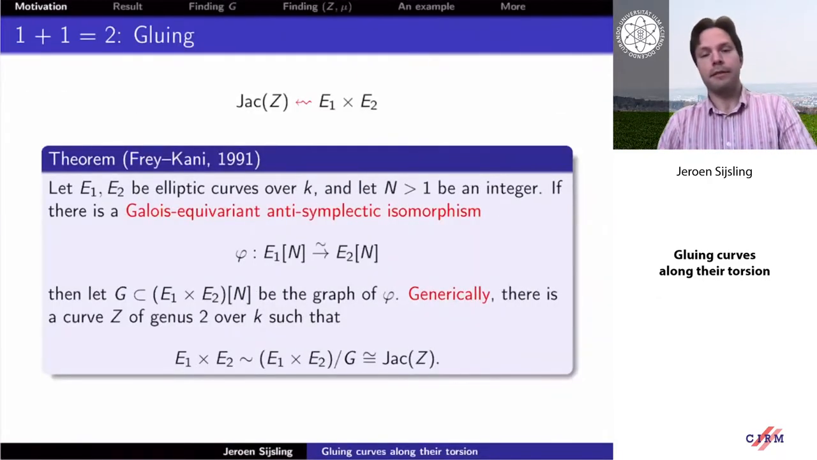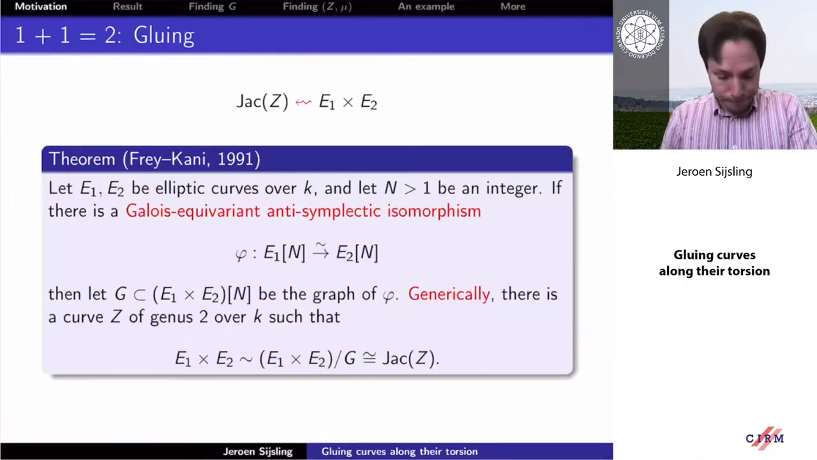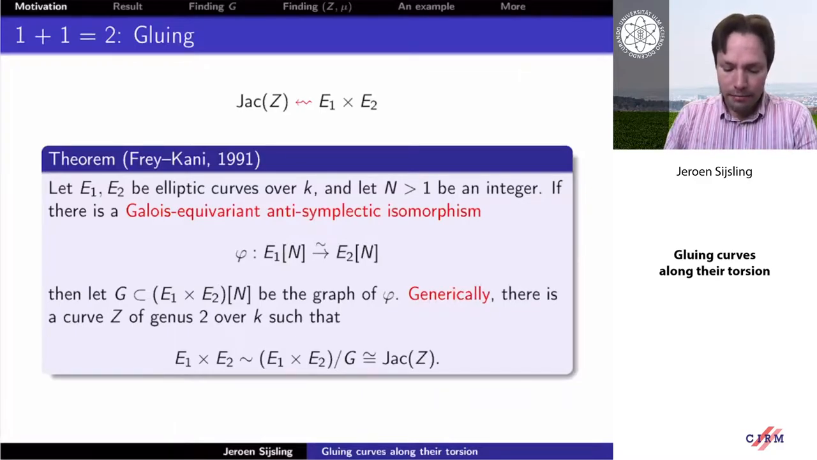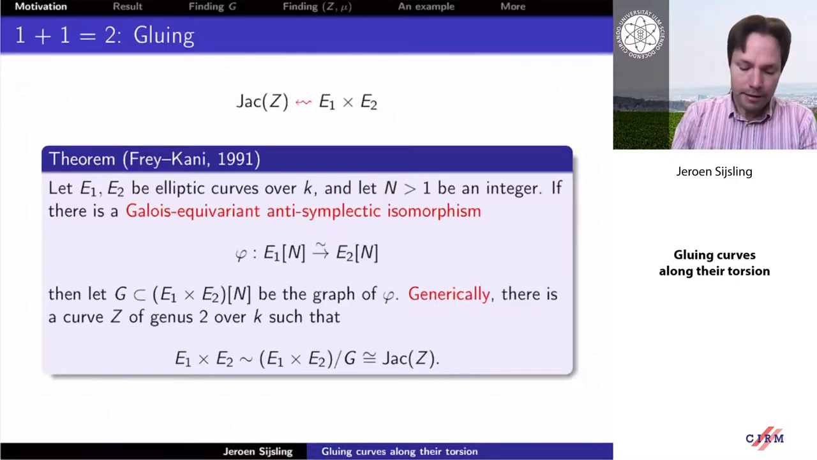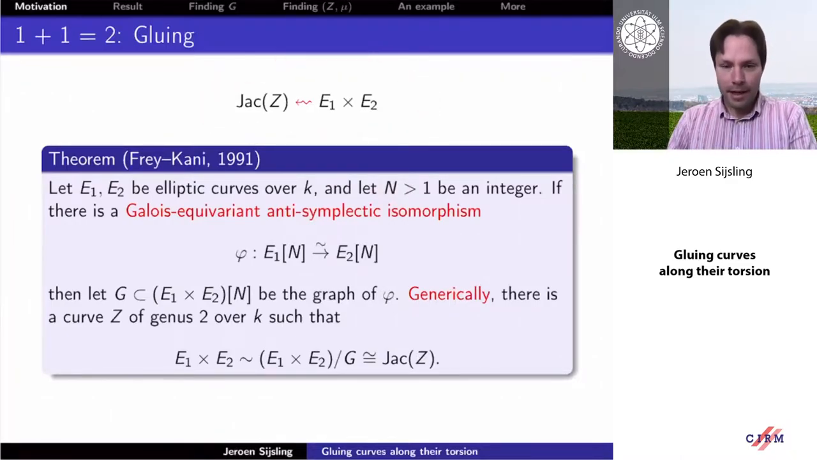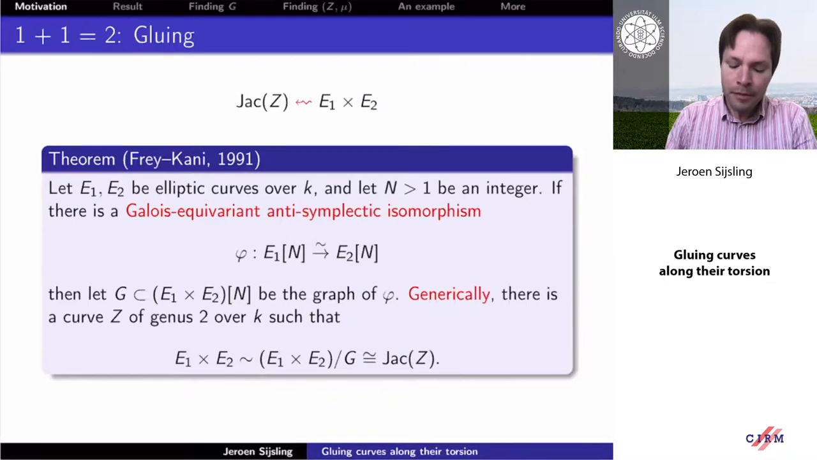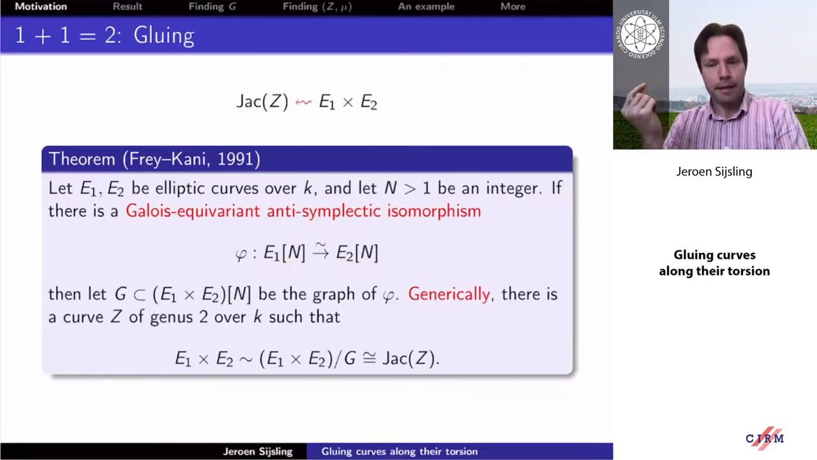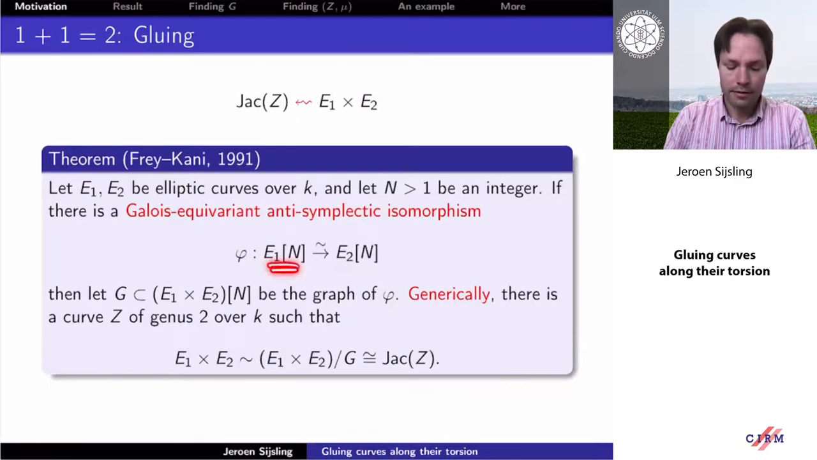And well, there are results on this. This is from 30 years ago by Frey and Kani, and they're pretty complete results. The statement is, suppose you have two elliptic curves, E1 and E2, over a base field K, and you fix an integer N. Well, they say that you can do this whole thing, provided that you have a certain datum on your hands. And it is, well, it's a bit of a mouthful, but it is an anti-symplectic isomorphism between the N-torsion of your elliptic curves, which should also be Galois equivariant. Anti-symplectic means anti-symplectic with respect to the Weil pairings on both sides here.